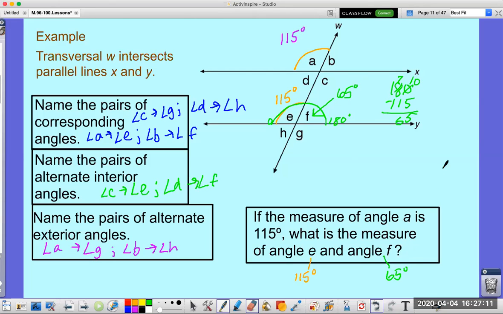And to double check my work, I just want to take 115 plus 65, and it has to add up to what? 180 degrees. So if you have all of those, then you're right.